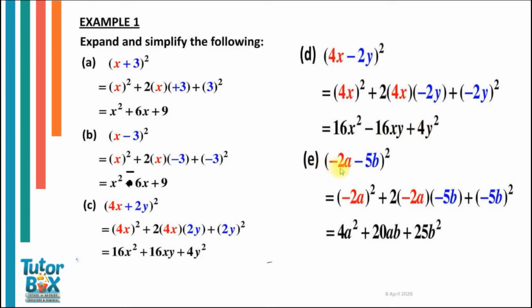And then e, we have minus 2a minus 5b, all that squared. So our first term is now minus 2a, our second term is minus 5b. So we just put it there in that formula, and then we get 4a squared plus 20ab, right? Guys, I trust you with multiplication. I mean, minus 5 times minus 2 times 2, you should get 20. Okay, 4a squared plus 20ab plus 25b squared. Okay, so that'll be your answer.